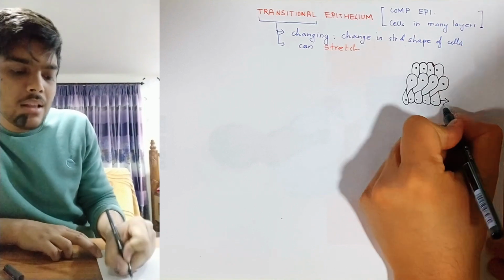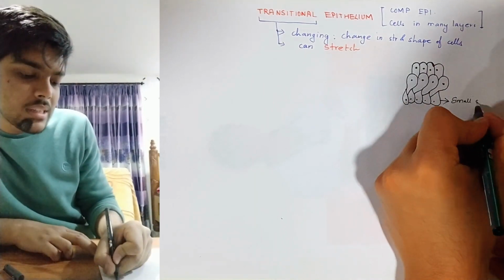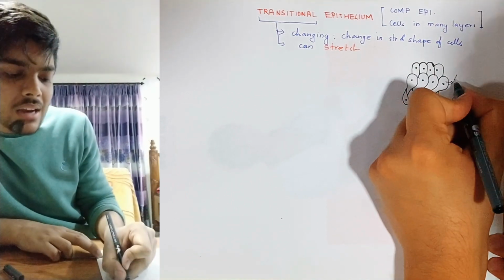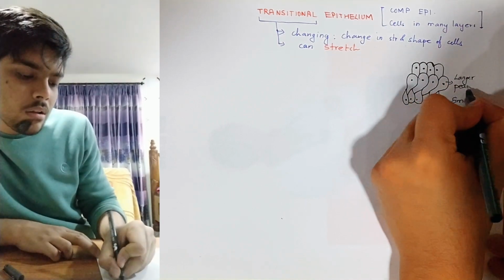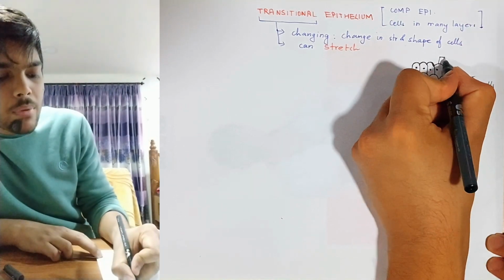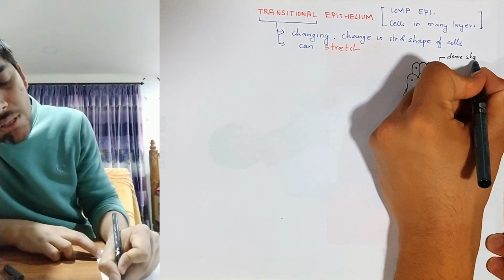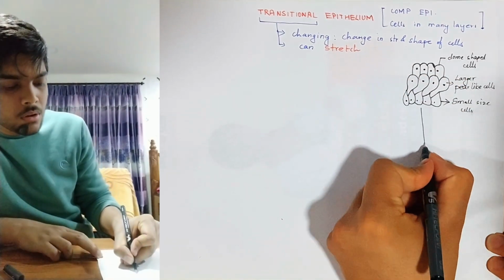So the cells at the bottom are small sized cells. In the middle, you have the larger pear-like cells. And at the top, you have dome-shaped cells. So this is your epithelium when the epithelium is not stretched.